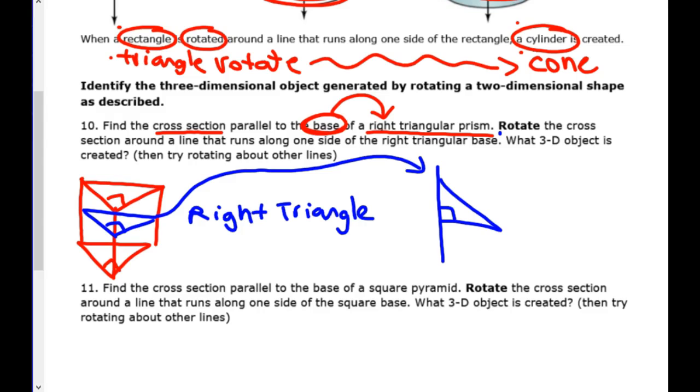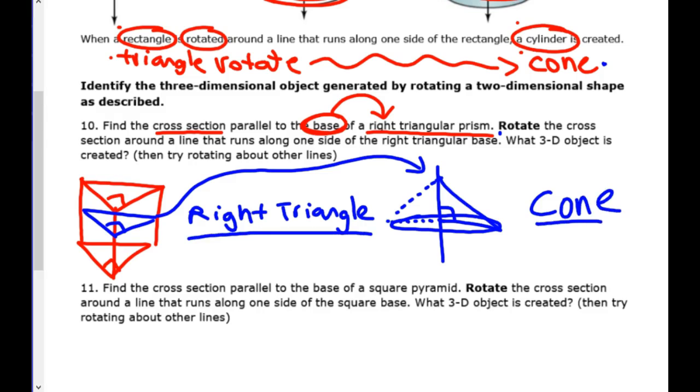We set it up here. A cone. So anytime you rotate a right triangle, you get a cone. So let me draw that for you. When it's being rotated, the bottom's going to be a circle, the top's still a point, looks like a cone. So does everyone see the two answers here? What's the cross section and what's the rotated cross section? Okay? One is 2D and one is 3D.